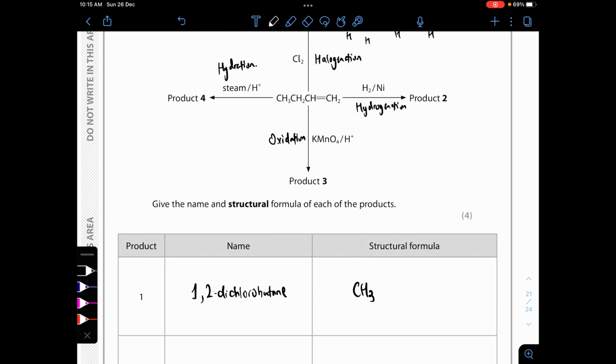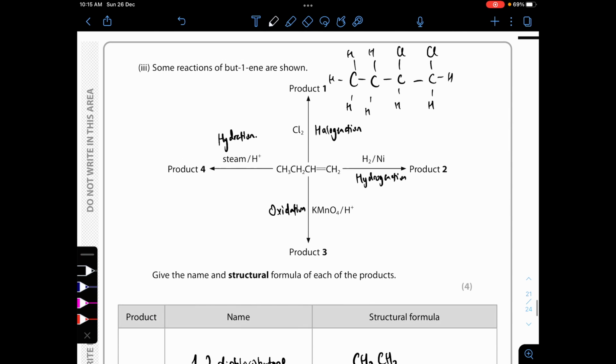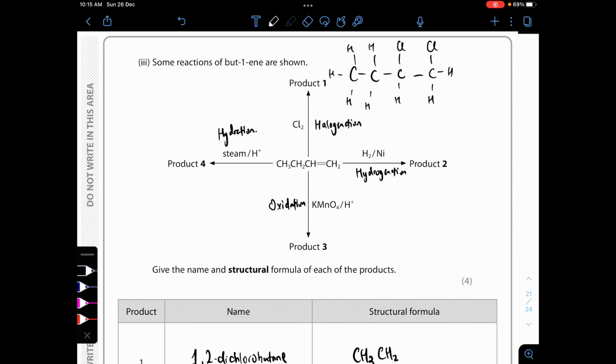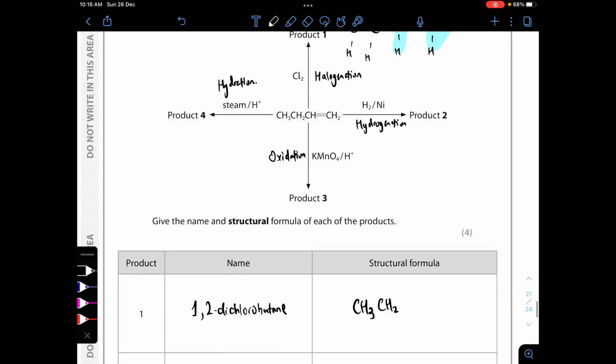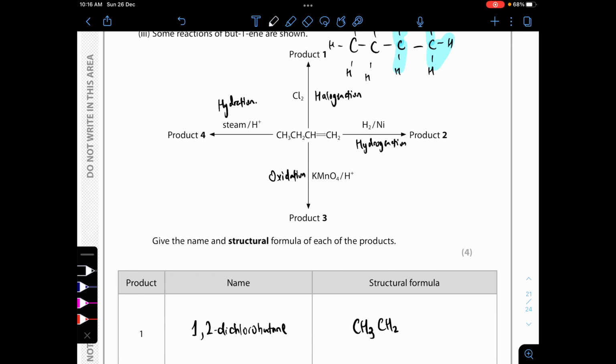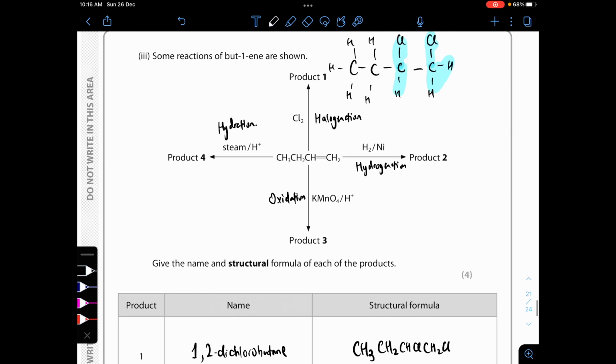Now we want the structural formula, so that would be CH3 in the first position. Then we have the CH2 as before. Then we have CH and then Cl, you can see over here, and CH2 and then Cl here. So all we have to write down is CH3, CH2, CHCl, and then CH2Cl. Okay, that's fine.